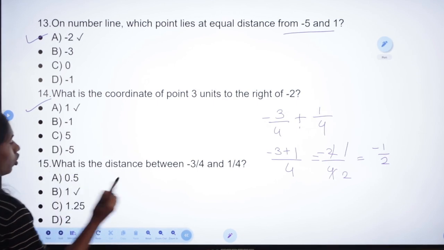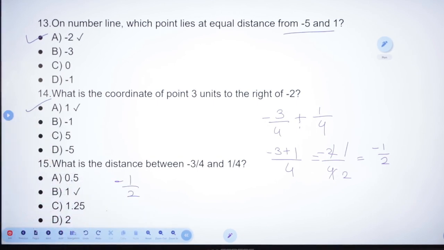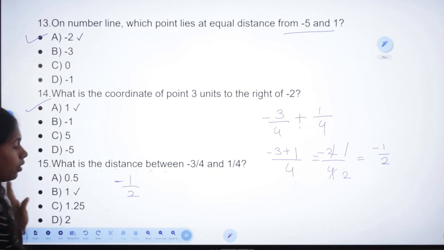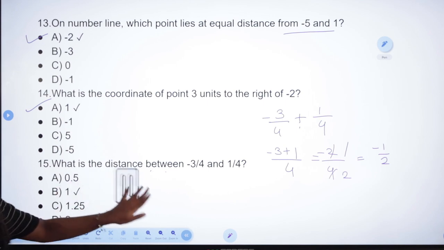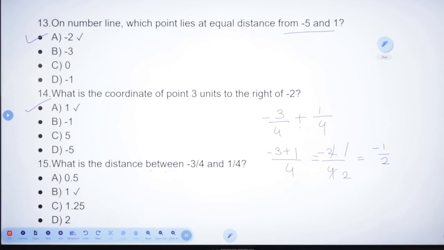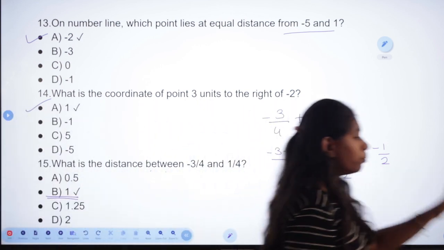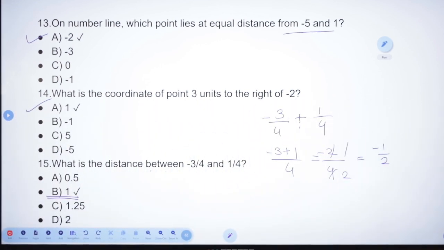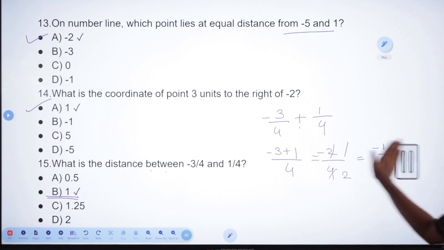Now here what did we get? We got minus 1 by 2, by the distance formula. So minus 1 by 2 is your answer. But if you look here, option 1 is ticked. Why? Because if you take minus 1 by 2, the sign of minus should be cancelled.